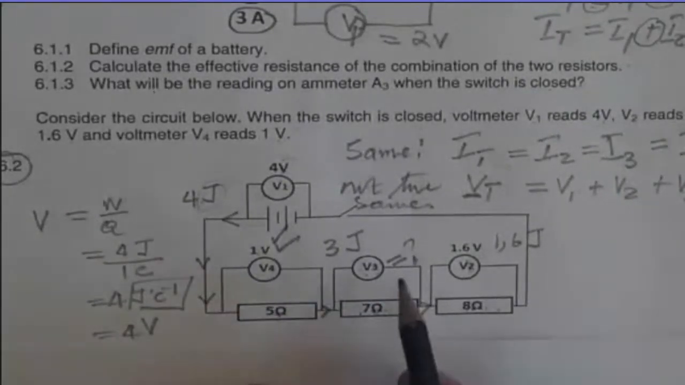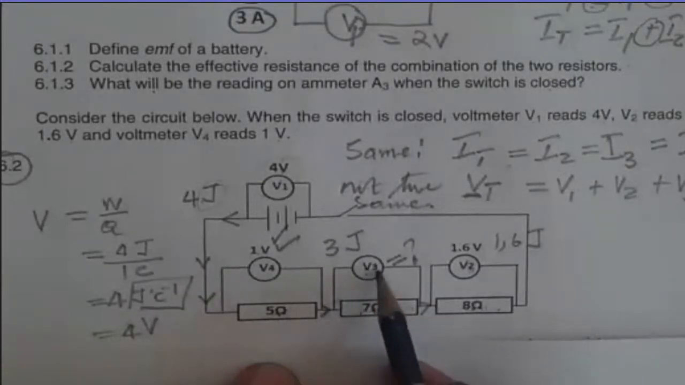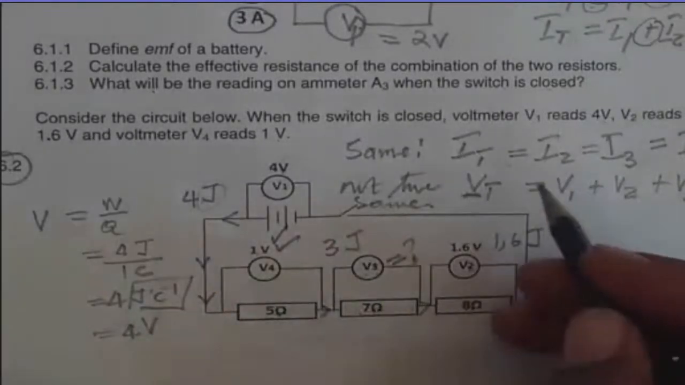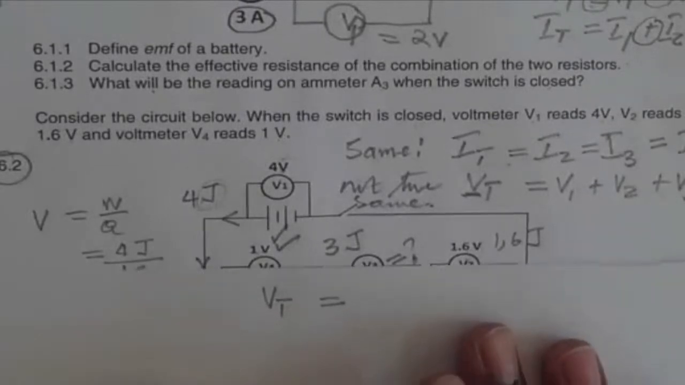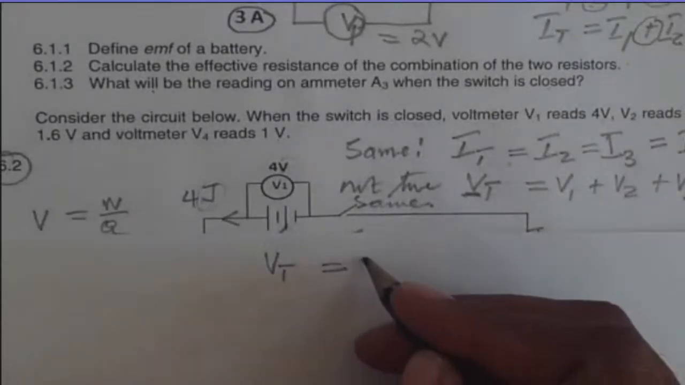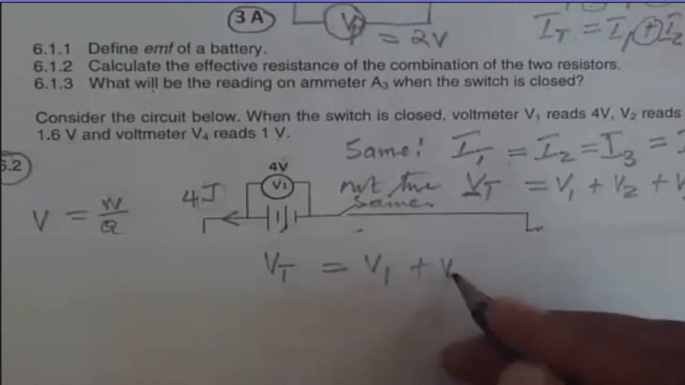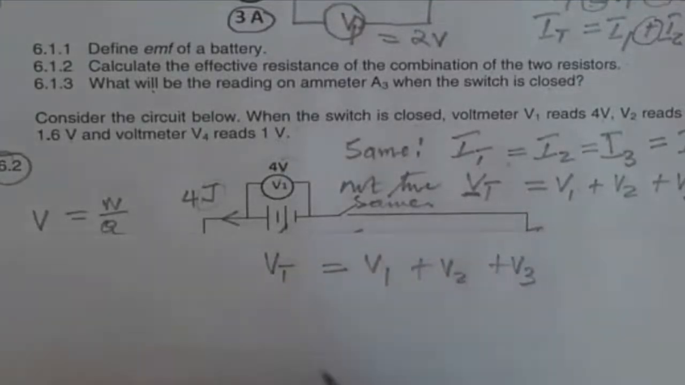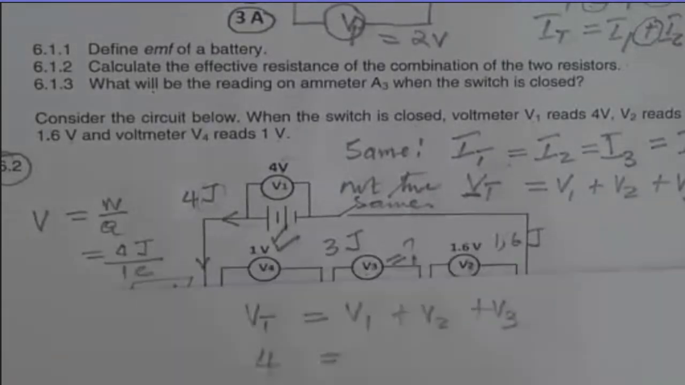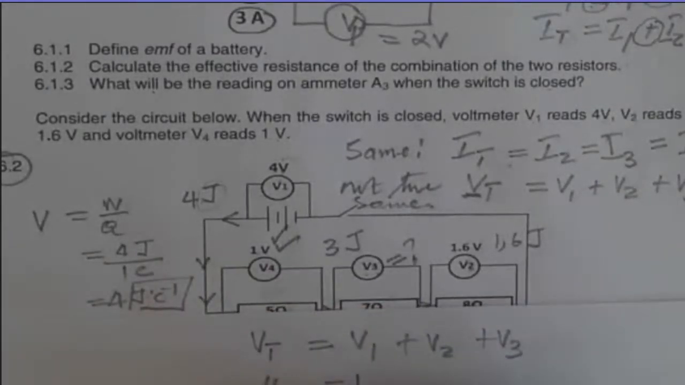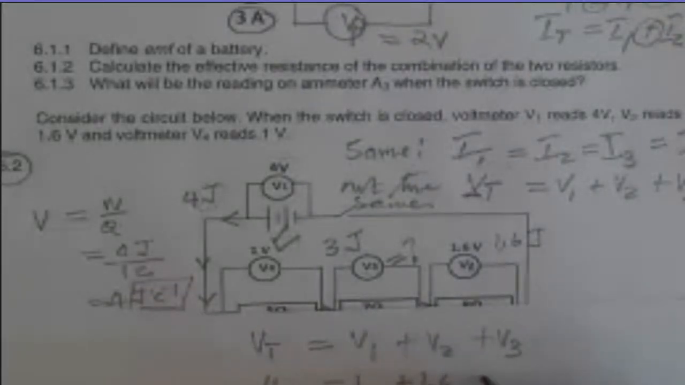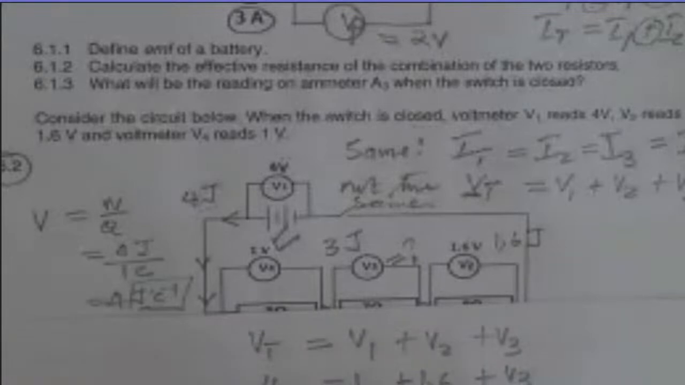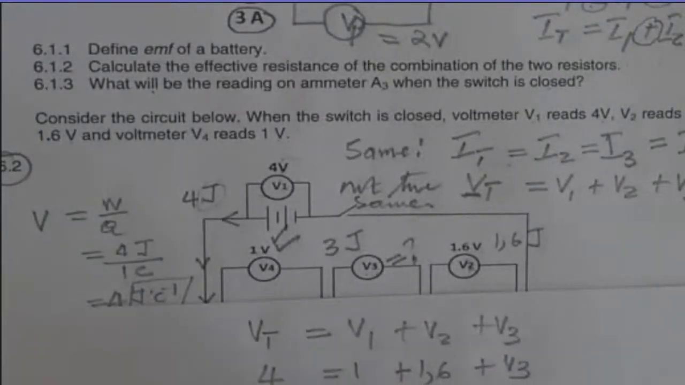Okay. Now I need to calculate how much energy has to be transferred to V3. So it will be V total. V total is equal to V1 plus V2 plus V3. This is 4. V1 is given there as 1 volt, plus V2 1,6, plus V3, that will be unknown.